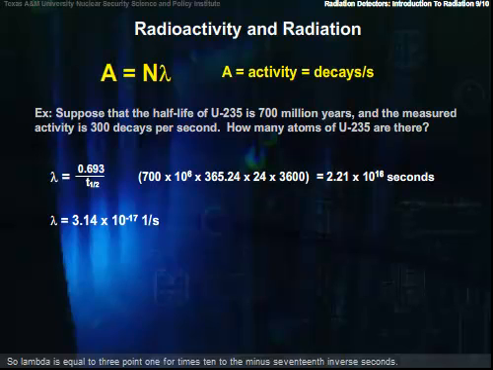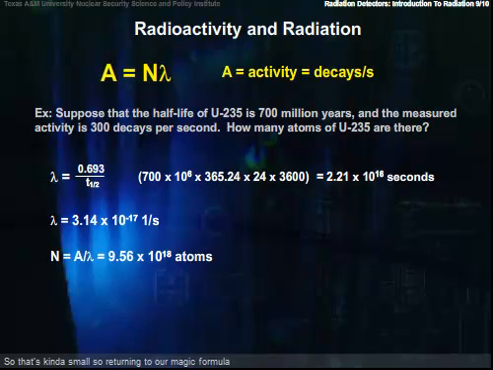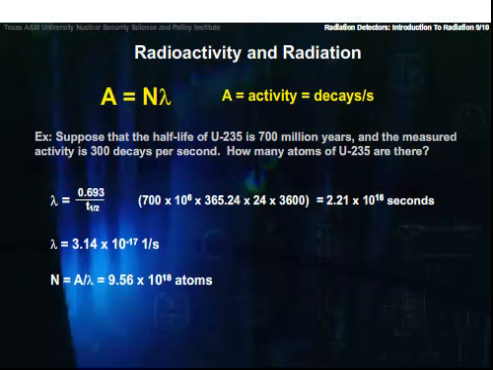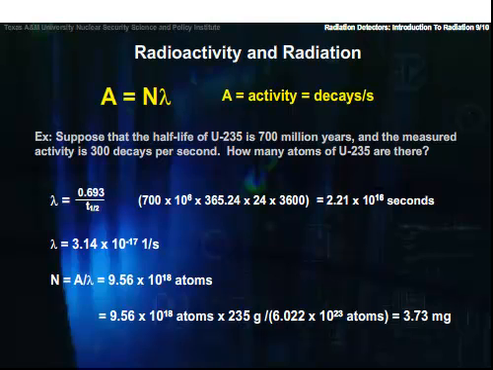Well, that's kind of small. So returning to our magic formula, we know the activity A, we know lambda, so we can find the number of U-235 atoms, and it is 9.56 times 10 to the 18th atoms. All right, how much does this weigh? Remember your chemistry? 6.022 times 10 to the 23rd atoms of U-235 weighs roughly 235 grams. So we have 3.73 milligrams of U-235. Even with a huge half-life, there are many atoms per gram, so we still get decays.